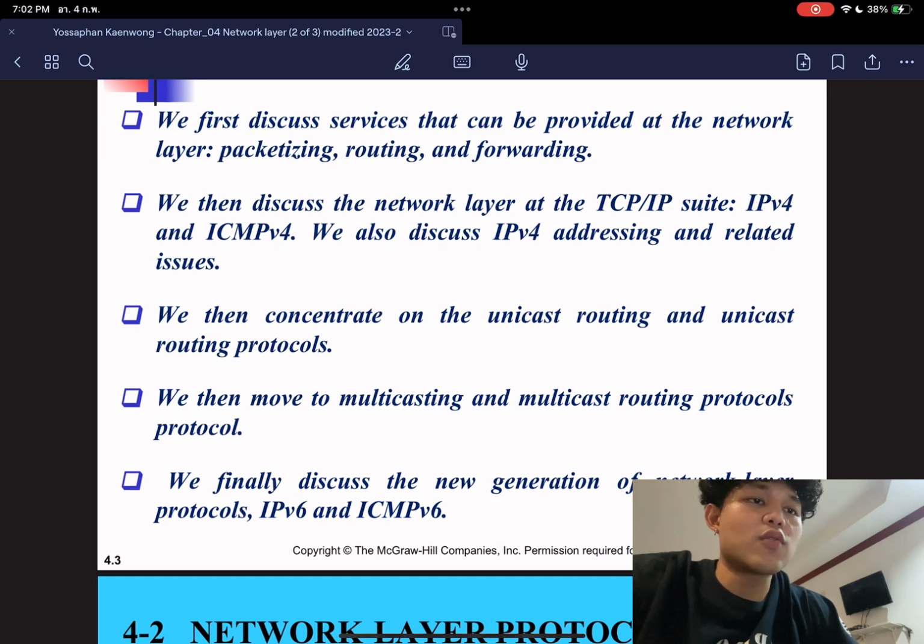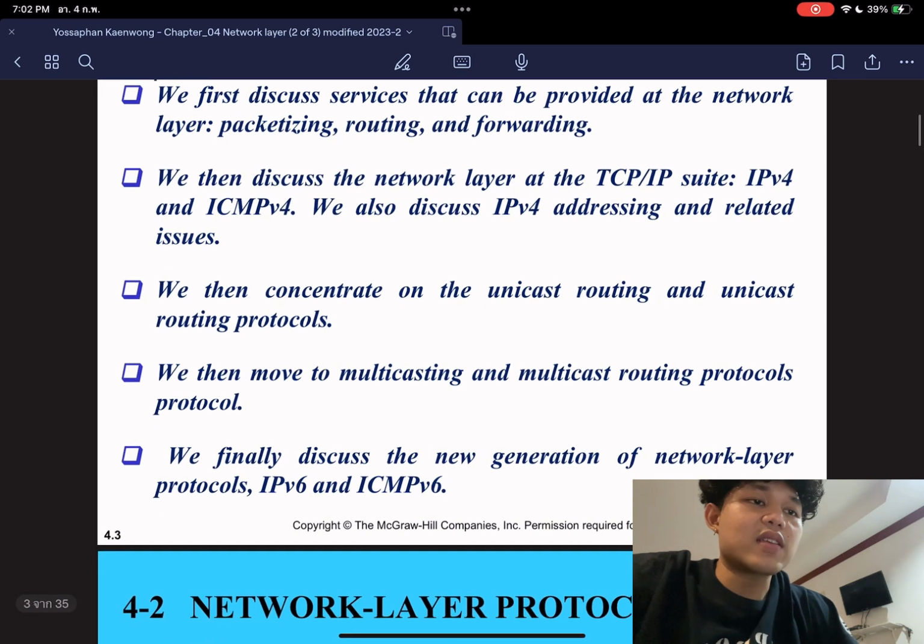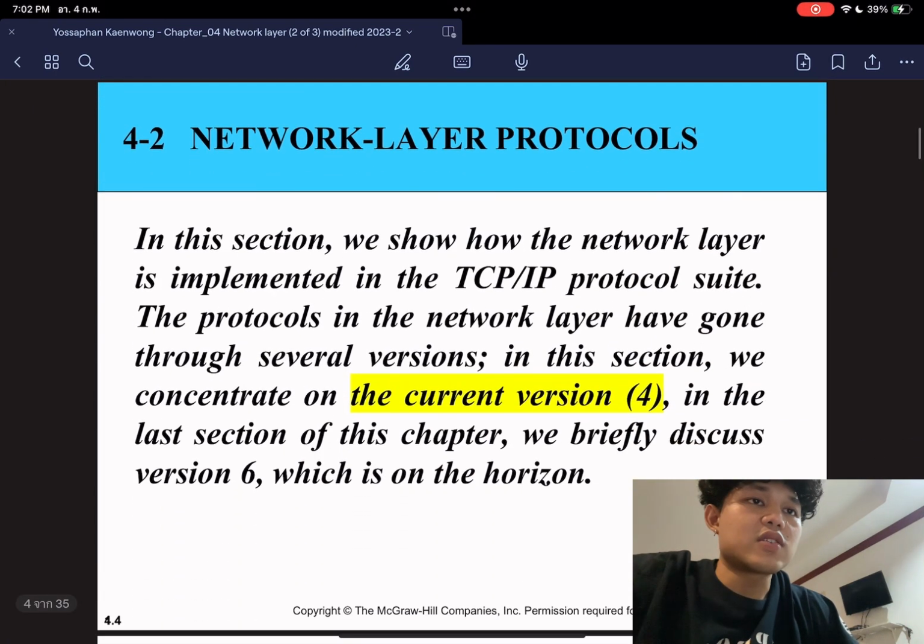We then move to multicast routing protocols. We finally discuss the new generation of network layer protocols, IPv6 and ICMPv6. So in this section, we show how the network layer is implemented in the TCP/IP protocol. The protocols in the network layer have gone through several versions. In this section, we concentrate on the current version. In the last section of this chapter, we briefly discuss version 6, which is on the horizon.